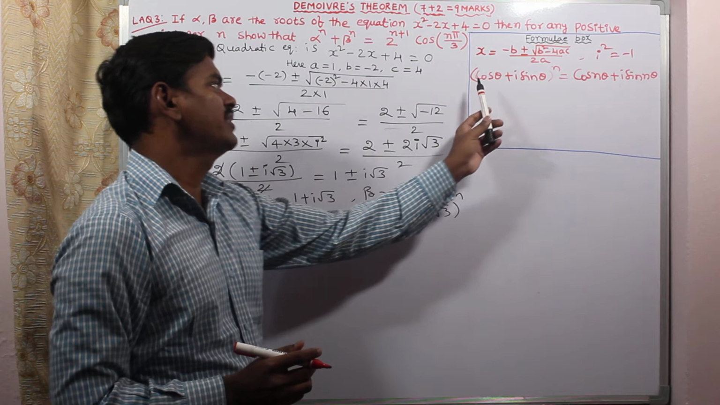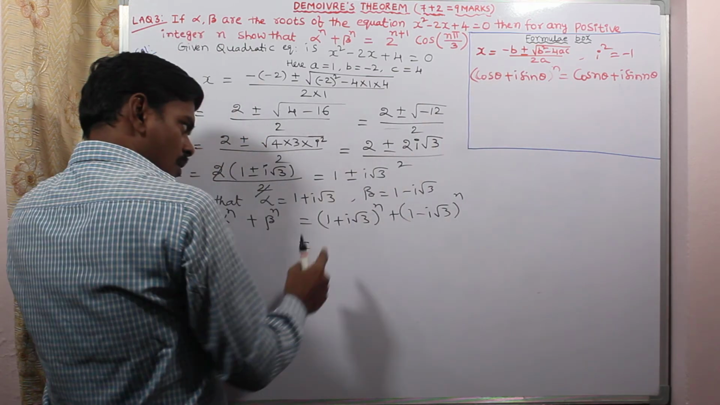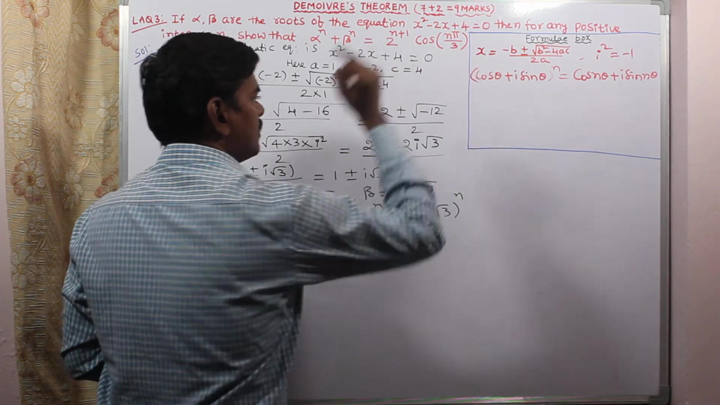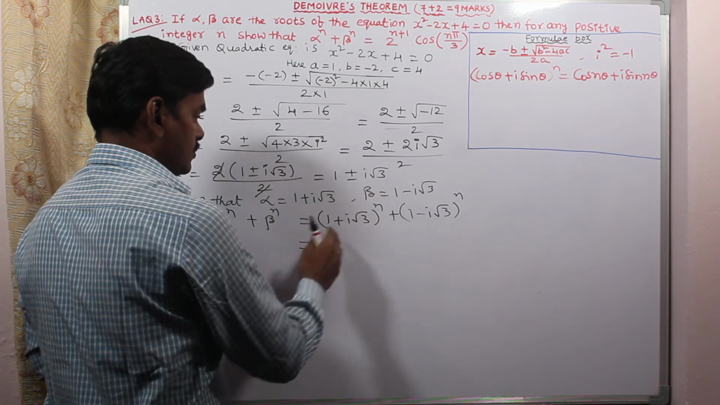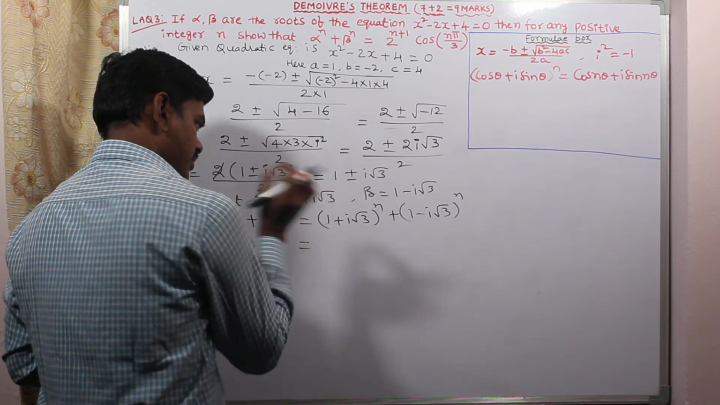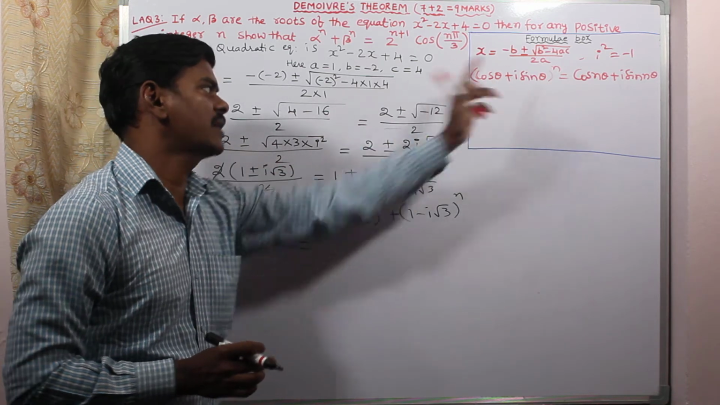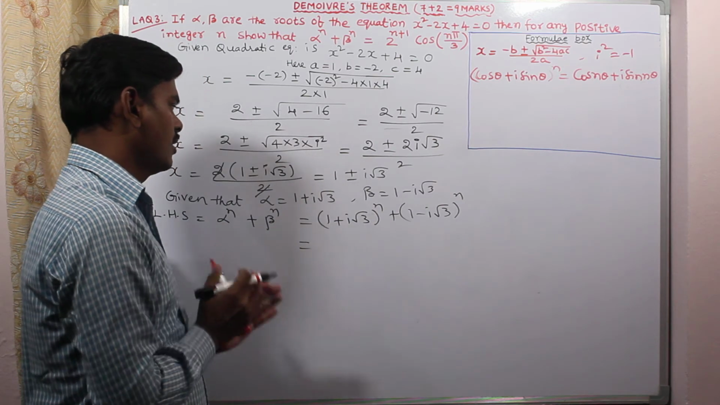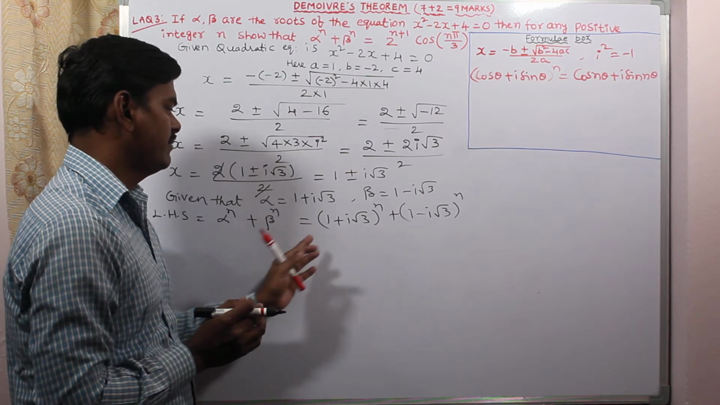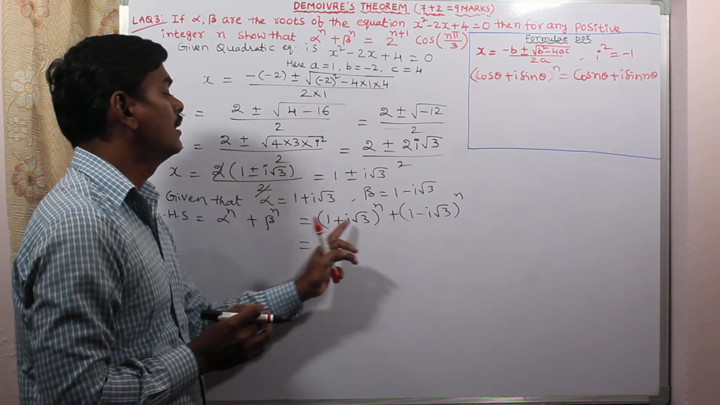So to make use of De Moivre's theorem, the x plus iota y form must be converted into cos theta plus iota sin theta form. So we have to go for conversion now. If you want to convert from x plus iota y form to cos theta plus iota sin theta form, you have to go for the multiplying and dividing concept. Everywhere we have to use the multiplying and dividing concept, multiplying and dividing with its modulus.